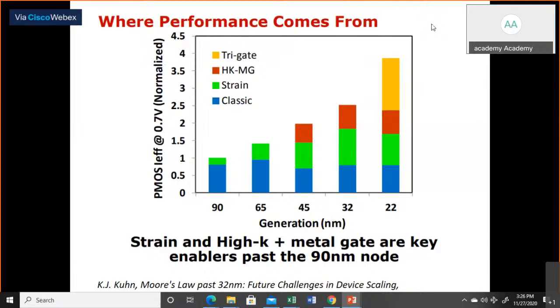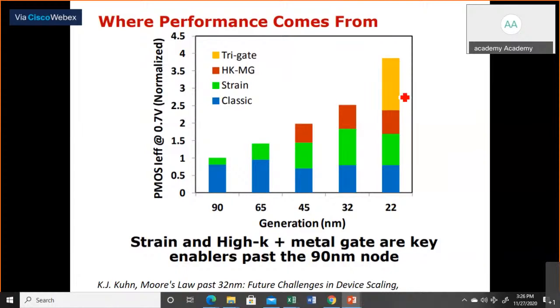So why have these different devices been explored? Because the performance has to be improved, right? If you compare the different designs, like tri-gate, HK meaning high-K metal gate, strain technology, and classical, you can see the smaller technology nodes, 20 nanometer, 22 nanometer technology.